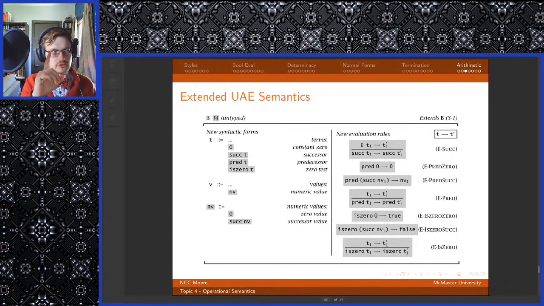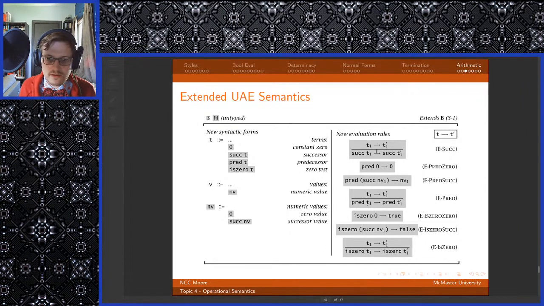So, here are your evaluation rules. Number 1: successor of t1 can be evaluated to the successor of t1 prime if you have t1 evaluating to t1 prime. The predecessor of 0 is 0. That's an interesting one, because that is the difference right there between operating over the natural numbers and operating over the integers. As I said on Piazza, the 0 in this semantics has the property where if any predecessor is applied to it, it just swallows it up. If you apply predecessor to the successor of a numeric value, notice not just a general successor, but a numeric value specifically, it evaluates to the numeric value. So the only purpose of predecessor is to delete a successor.